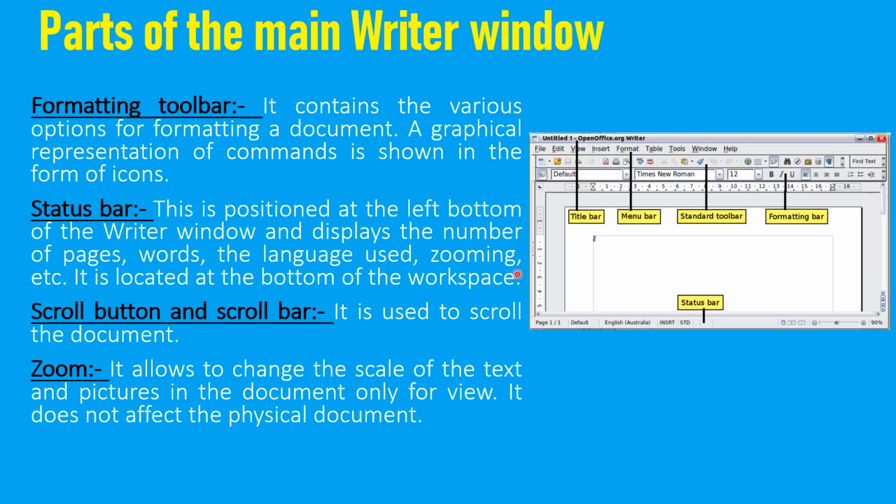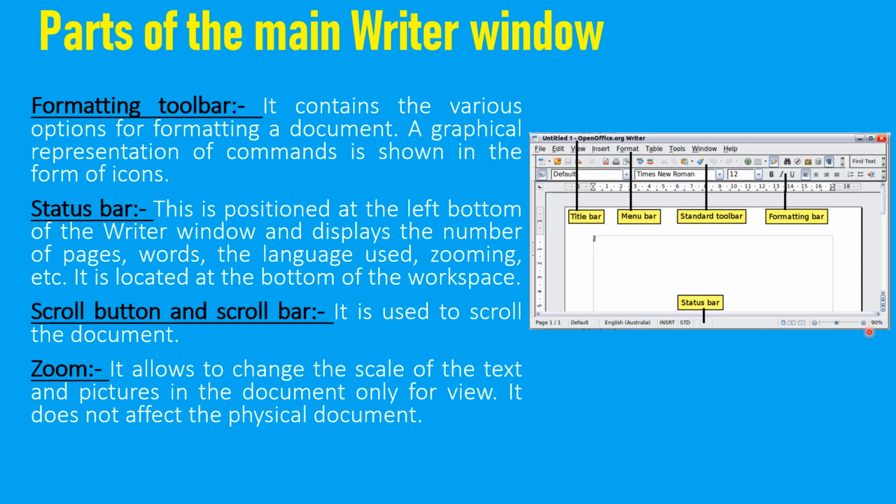Next is called the status bar, which is the last part of any window. Here you can see that is the status bar. It is positioned at the left bottom of the writer window and displays the number of pages, as you can see here, the number of words and the language used by us, and it also shows the zoom option. It also shows the scroll bar, as here you can see a scroll bar appears on the status bar. Next is called the zoom option. Here you can see it is available on the status bar.